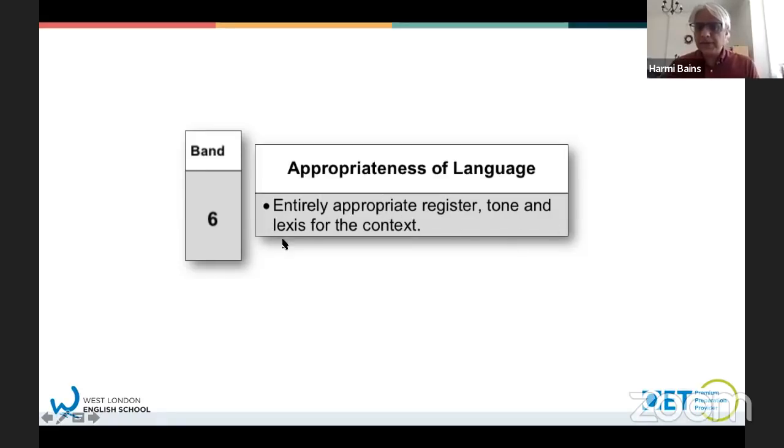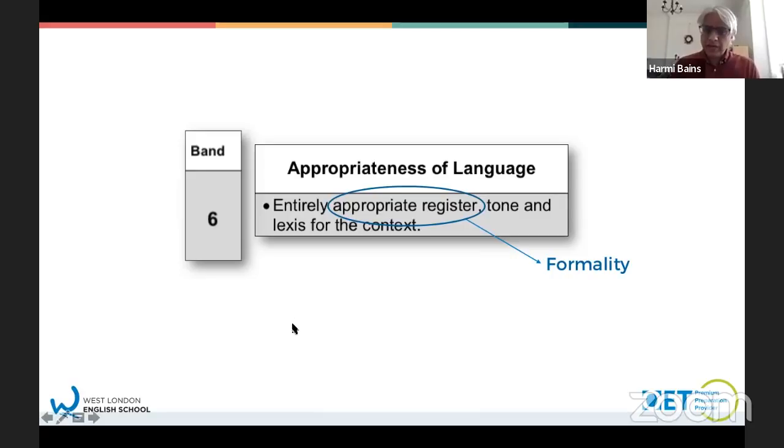Well, lexis, they're talking about vocabulary. That's all they really mean. Appropriate vocabulary for the context, for the situation. Tone, of course, is referring to the intonation of your voice. But also we have something here, register, appropriate register. So they're talking about really formality here.